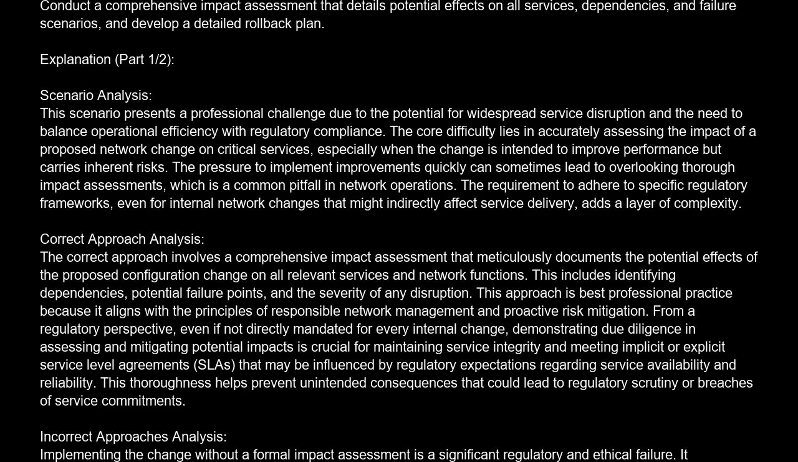This approach is best professional practice because it aligns with the principles of responsible network management and proactive risk mitigation. From a regulatory perspective, even if not directly mandated for every internal change, demonstrating due diligence in assessing and mitigating potential impacts is crucial for maintaining service integrity and meeting implicit or explicit service level agreements, SLAs, that may be influenced by regulatory expectations regarding service availability and reliability. This thoroughness helps prevent unintended consequences that could lead to regulatory scrutiny or breaches of service commitments.